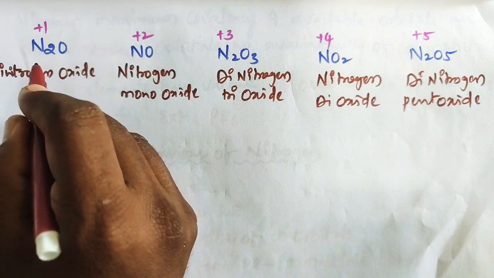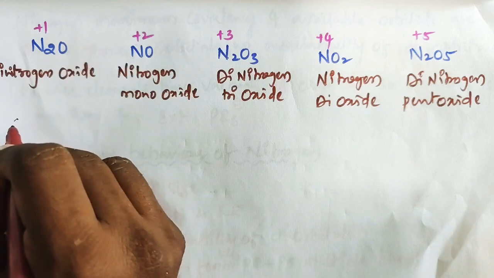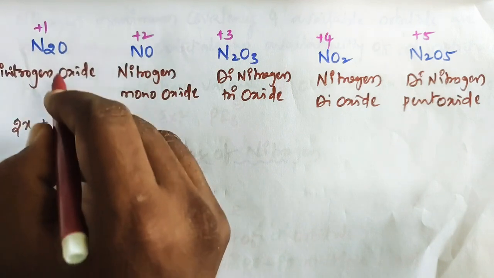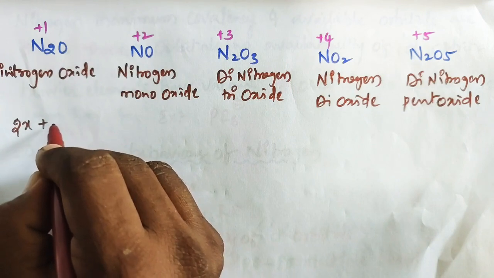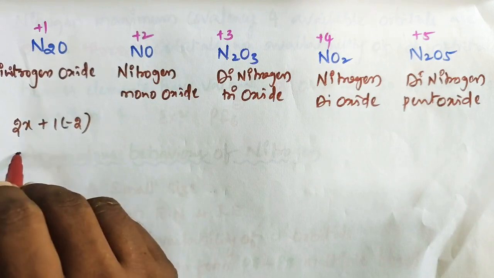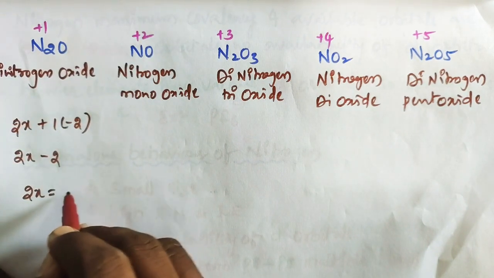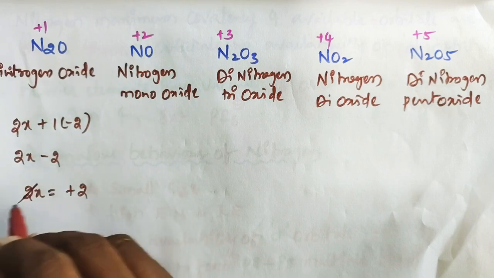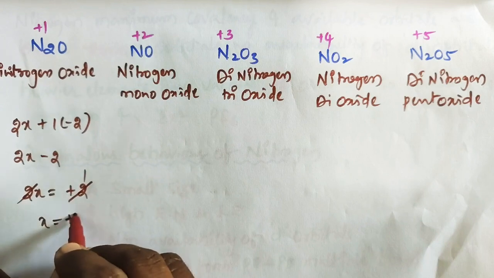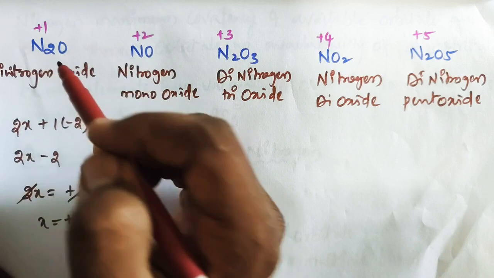Two nitrogen atoms are there. In that, nitrogen and oxygen, which one is more electronegative? Oxygen. For 2 nitrogen atoms, 2x, plus 1 oxygen, which shows minus 2, so 1 into minus 2. So 2x minus 2 = 0, 2x = plus 2, x = plus 1 oxidation state. So in dinitrogen oxide, nitrogen is in the plus 1 oxidation state.